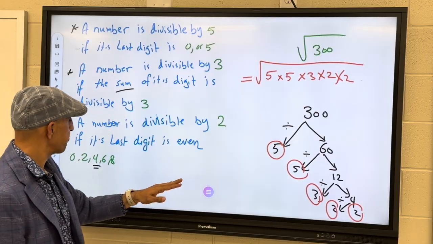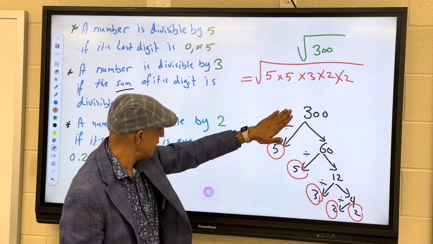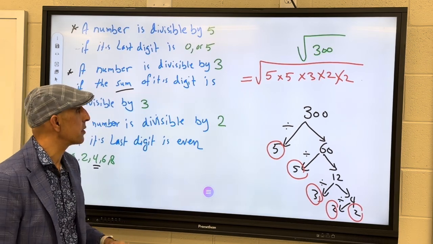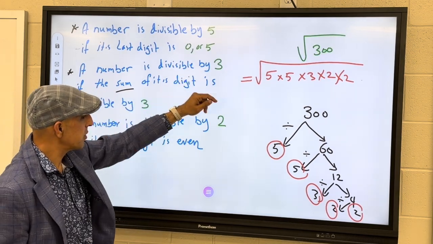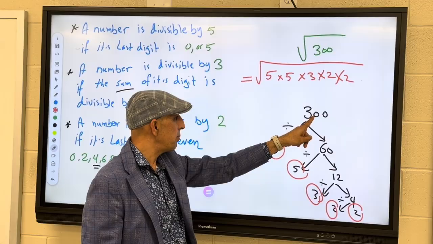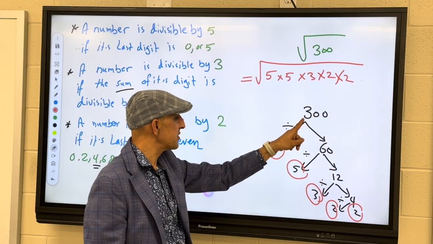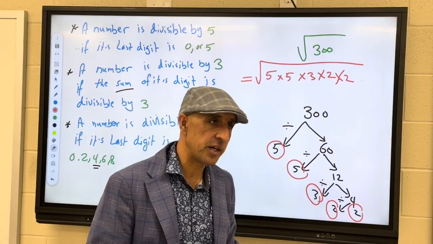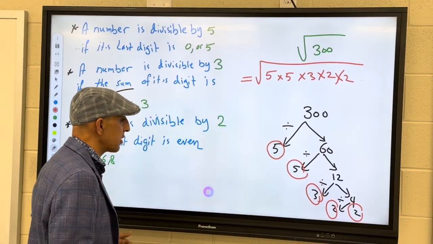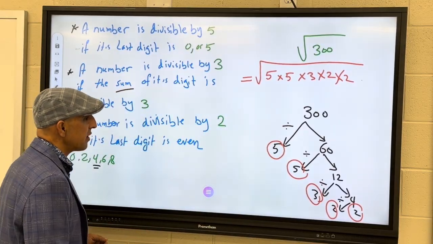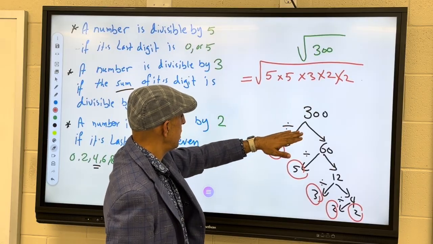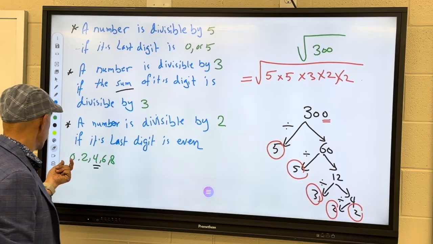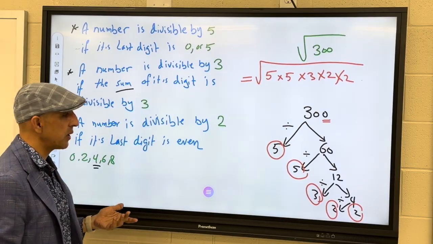Remember now that when we start here, we start with 5. But can we start with another number? Can we start with a 3? Look at this. Yes, 0 plus 0 plus 3 equals 3, and the sum is a 3. It is divisible by 3. So yes, I can start with 3. Can I start with, for example, 2? Yes. The last digit is 0, and 0 is an even number, so I can start with 2.